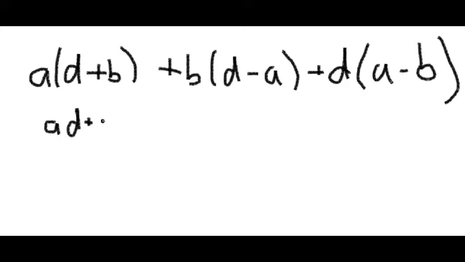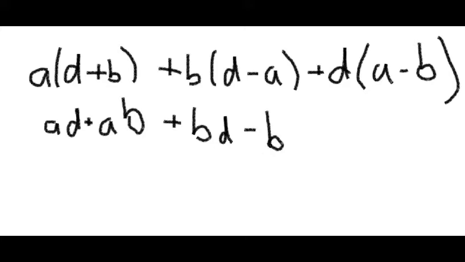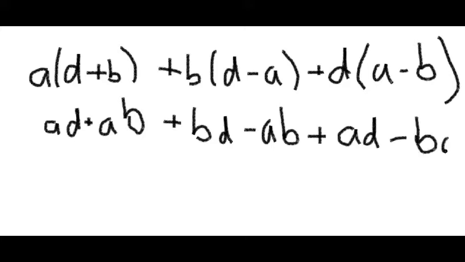A times d becomes ad, a times b becomes ab. Alright, b times d becomes bd, b times a becomes ba. You know, I'll change it to ab because I see some similar terms. Plus d times a becomes ad, technically da, but you could change it around. And d times b becomes negative bd.